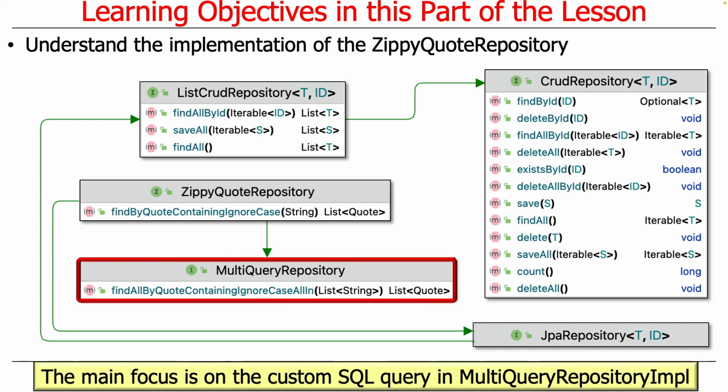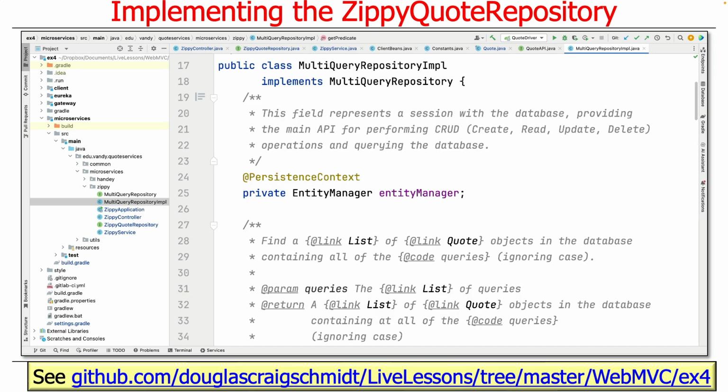And we're also going to talk about the multi-query repository. In fact, that's going to be the bulk of our focus here, because that's where we hand wrote a custom SQL query, because you can't quite get the features you want out of the box using Spring's data API. So let's go ahead and take a look at that implementation, starting with the Zippy quote repository.